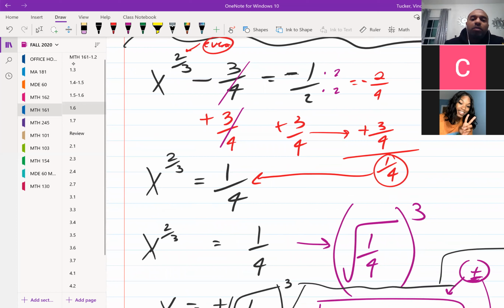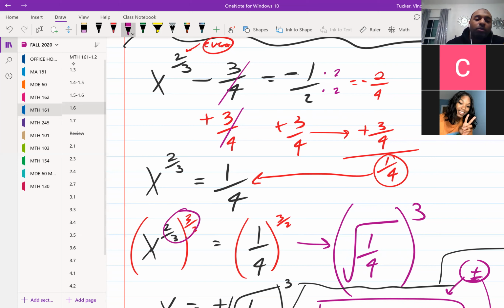All right. So going back to our initial statement, don't forget our top number is even. So that means our result should have plus or minus according to our statement, our steps going in the beginning. So we're going to raise this x to the 2/3 to 3/2. Raise the 1/4 to 3/2. So 2/3 raised to the 3/2 power will cancel. End up giving us 6/6, which is just 1.